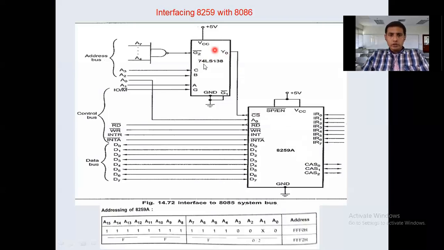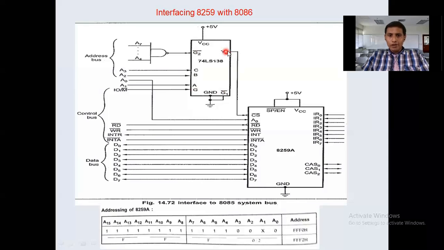Coming to the address decoder, VCC is connected to the 5V power supply. Then in the address decoder we have different inputs: A, B, C are the inputs of the address decoder, whereas G1 bar, G2 bar and G are the control pins. If these three are activated, then only it will generate output. One decoder will generate 8 outputs, whereas here only one is enough. That's why only one output is highlighted, but it will generate 8 outputs.